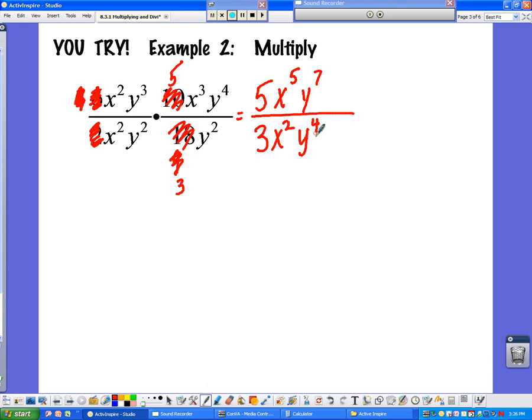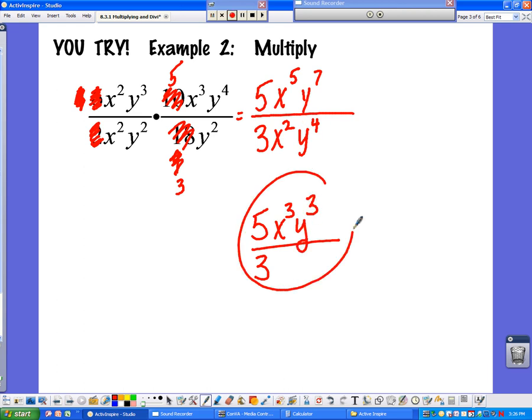And then I can go ahead and simplify those by doing a 5, a 3. I can subtract my variables, so I get x to the third, and then I have a y to the third when I subtract those. So I end up with a y to the third, okay? Because I have more factors on the top.